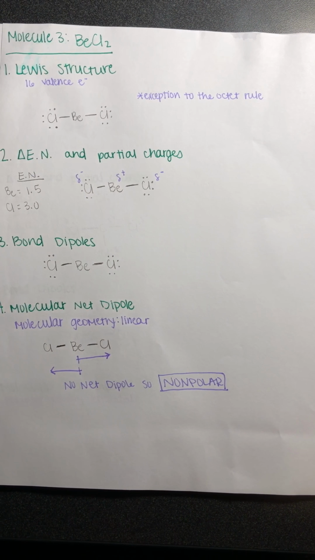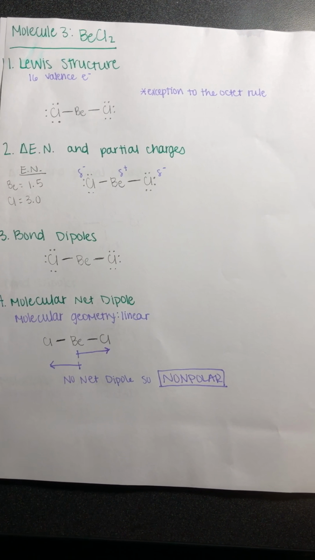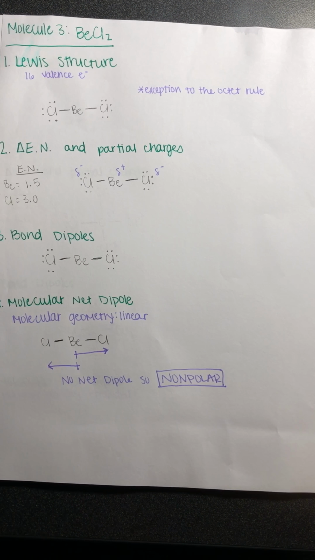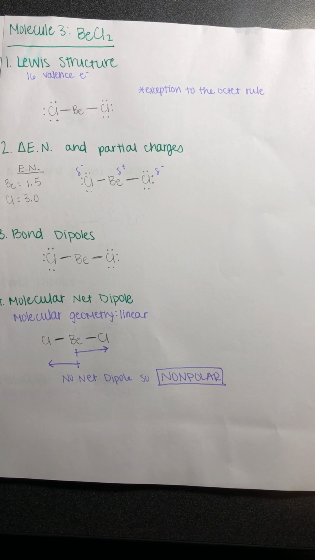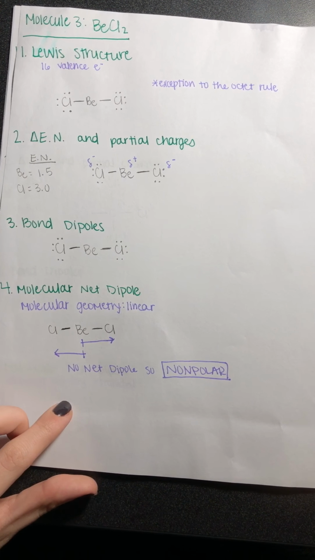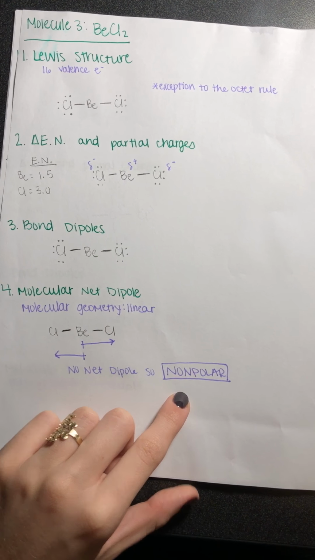In order to find out whether the bond dipoles cancel or not, we have to look at the 2 domains around the center atom. Since there are 2 domains on the central atom, the molecular geometry is linear. Since all of the domains are the same, there is no net dipole, making this molecule nonpolar.